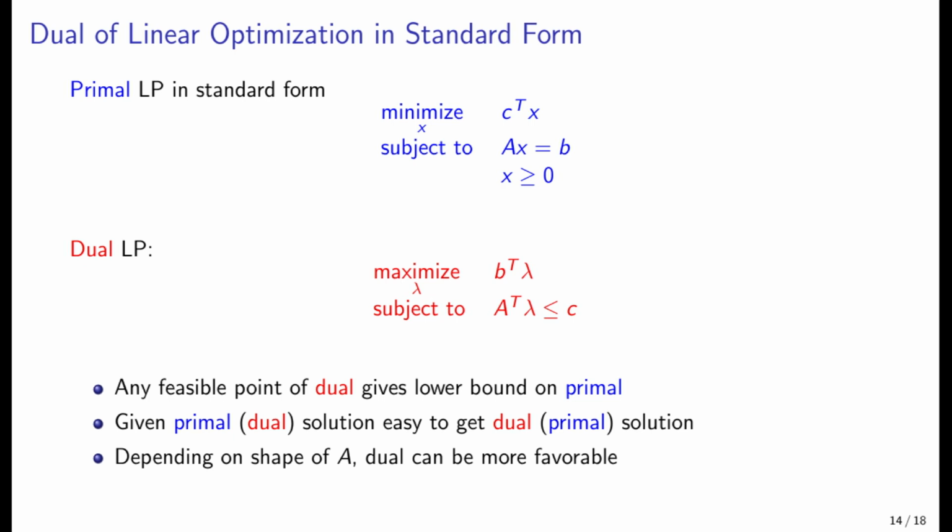At the top is the primal linear program in standard form, and the bottom is the corresponding dual linear program. And I've just rewritten it slightly. Instead of lambda transpose b, I've got b transpose lambda, and I rearranged the inequalities. And so any feasible point, any lambda that satisfies this inequality, if I evaluate b transpose lambda, then I get a lower bound on the objective function of my primal. And depending on the shape of A, it might be easier to solve this problem sometimes.